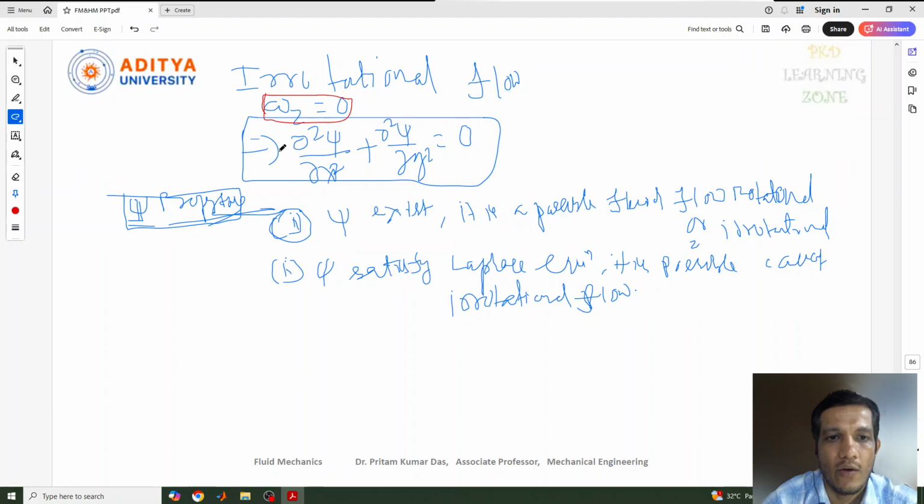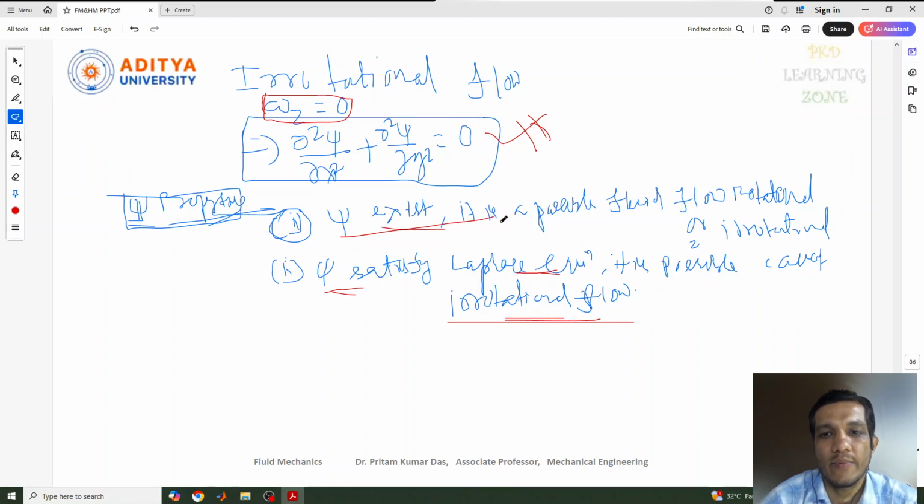Now omega z equal to 0 means the equation I got here should be 0. So I can write 1 by 2, which I have taken on that side, so it is 0, and del square psi by del x square plus del square psi by del y square. So this is the Laplace equation. When the stream function satisfies the Laplace equation, we can say it is a possible case of fluid flow in case of only irrotational flow.